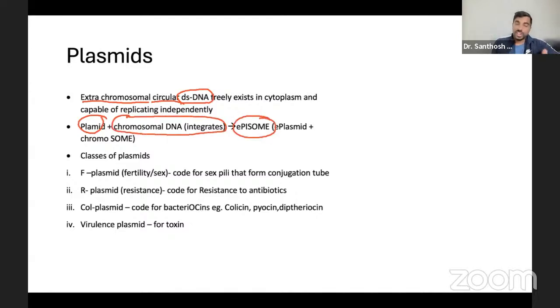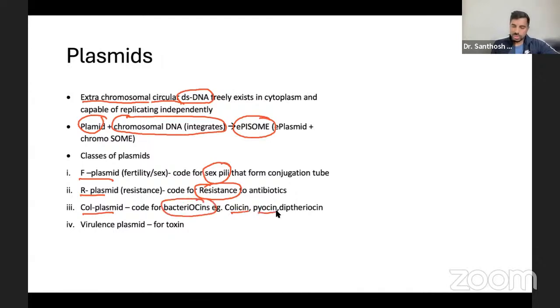We have different types of plasmids: F plasmid, R plasmid, Col plasmid. The F plasmid is the fertility plasmid, by which sex pili are formed. R means resistance, which gives resistance to antibiotics. And Col is basically the one that codes for the bacteriocins.